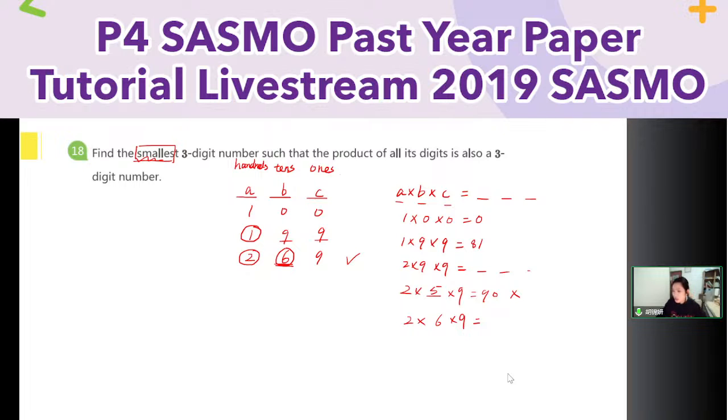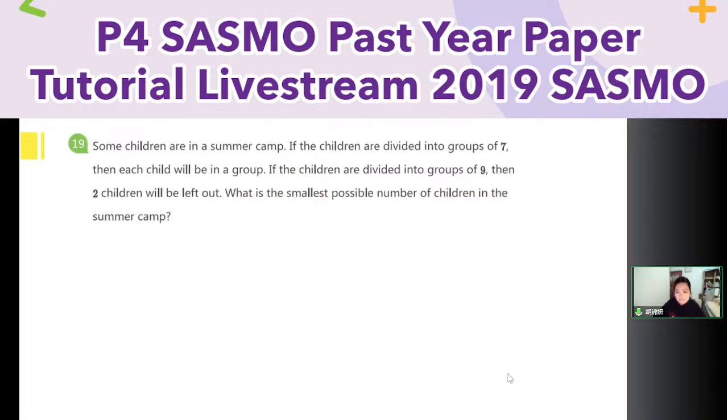Let's take a look at question 19 here. Okay, let's look at question 19. It says, some children are in a summer camp. If the children are divided into groups of 7, then each child will be in a group. If the children are divided into groups of 9, then 2 children will be left out. What is the smallest possible number of children in the summer camp?